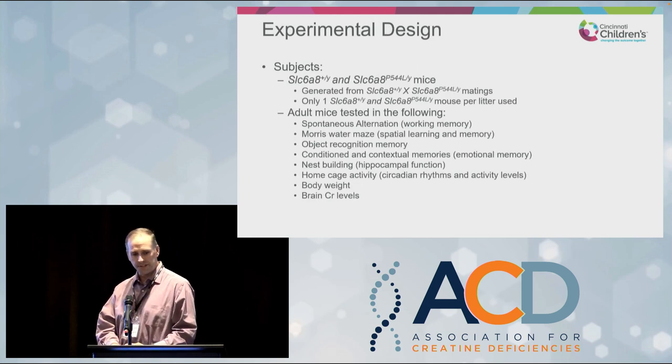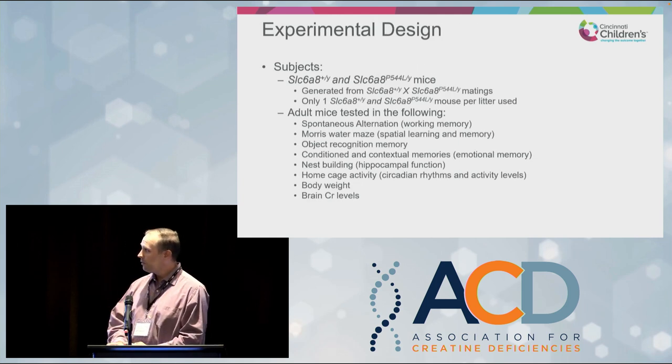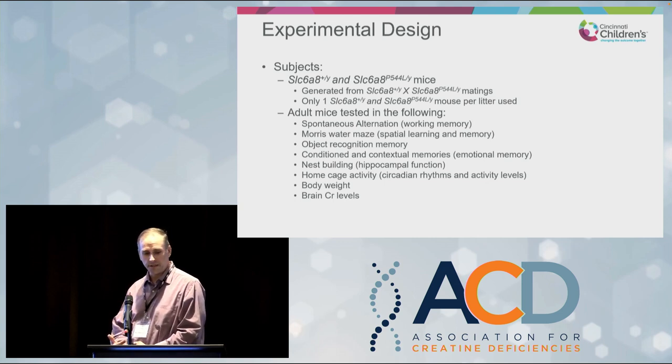So as far as our experimental design, we'll go through this fairly quickly. We used wild type and knock-in, so the P544L, we'll refer to as knockout for the rest of the talk. It was generated by wild type to heterozygous matings. We only used one knockout and wild type mouse per litter. This is important in experimental design, just to make sure that you're avoiding any other things that can be inherited from the parents. So you get a better representation of the gene that you're really interested in.